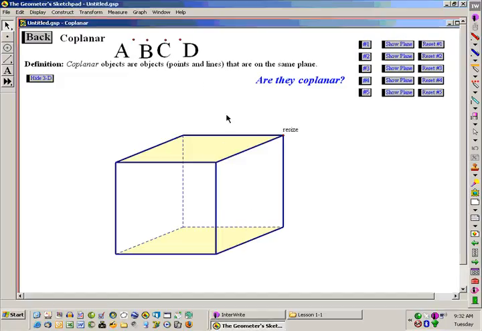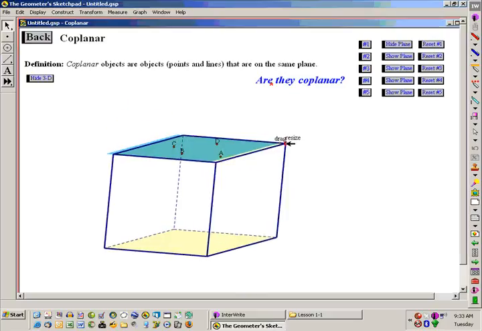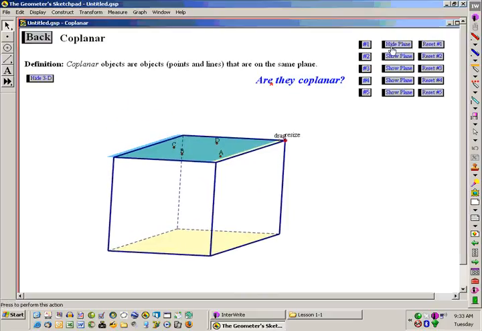I'm going to place these points in this 3-dimensional prism. Are these points coplanar? Well, if there's a plane that contains all 4 of them, the answer would be yes. And here's the plane. This plane holds those 4 points because they're all on the top of the box. Coplanar. Here's another example of coplanar. Are these 4 points all on the same plane?